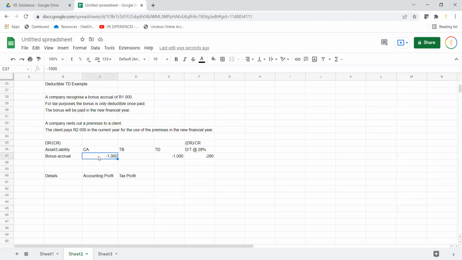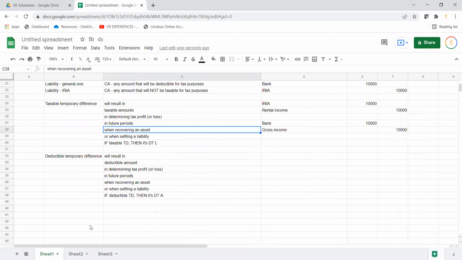So I have a liability, 1,000 Rand. I'm making it negative because it is a liability. Now, what is the tax base? Remember, this is a normal liability, so we apply the normal definition for a liability: carrying amount minus any amount that will be deductible for tax purposes.